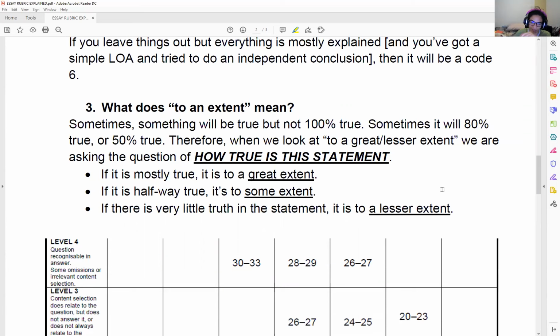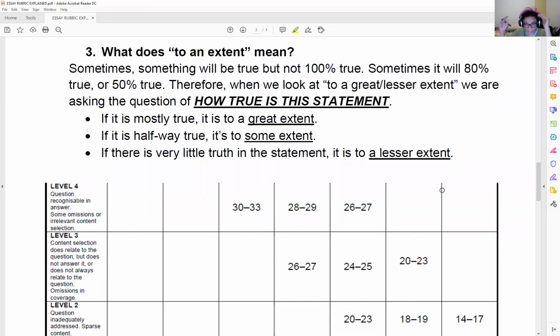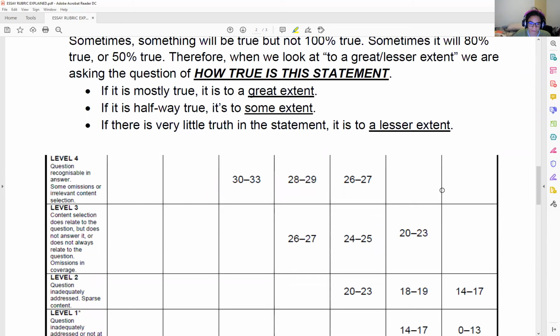Okay? Now we look at the bottom tier. So now we're going down. I don't want my students to be here, so I don't really look at these things. I want them to be at level 5 and up. But anyway, let's have a look at level 4.